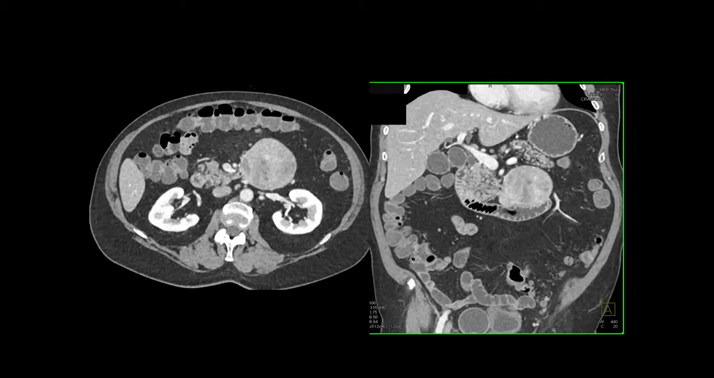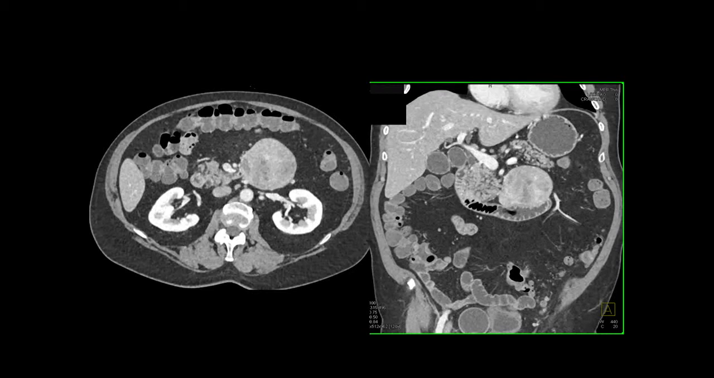GIST can occasionally be vascular, particularly when they're small, but this is a bit large. Lymphoma, exophytic lymphoma, it's too well defined for me. A neuroendocrine tumor of the pancreas is a consideration, but I think this is arising from the duodenum and not the pancreas. And in fact, this is a tough case.